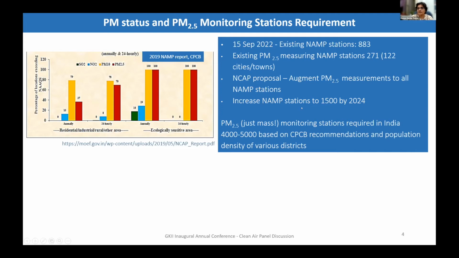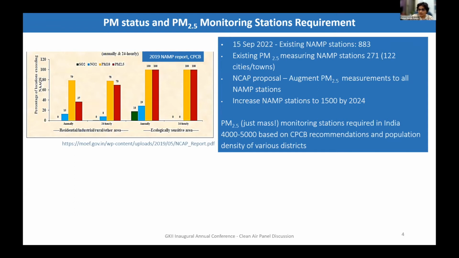This is all really great and it's an effort in the right direction. But just for perspective, if we look at what the population density dictates in terms of having a reasonable spatial distribution and number of stations to really understand aerosol health effects better, that would amount to about 4,000 to 5,000 stations across India based on CPCB recommendations.